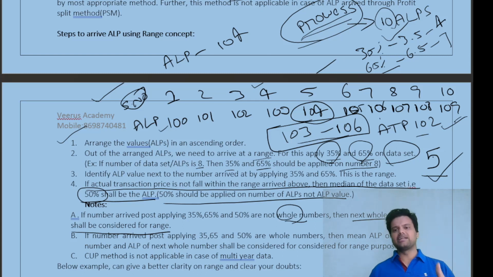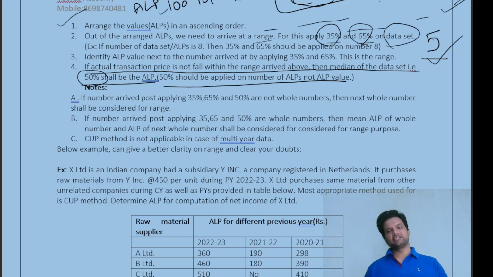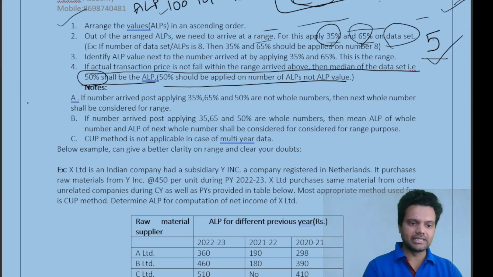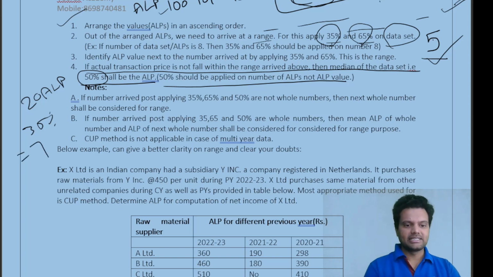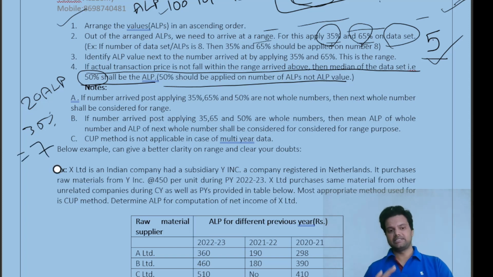I'm explaining a little slower here because this is a very important concept for the exam. When I was explaining this, I told you that if you apply a percentage of 35, 65, or 50 and you get a decimal like 3.5 or 3.2, you need to go to the next whole number. What if you get exactly a whole number, like 7, 8, 9? For example, if you have 20 ALPs in the list, and you apply 35% on this 20, you will get 7. 7 is a whole number.